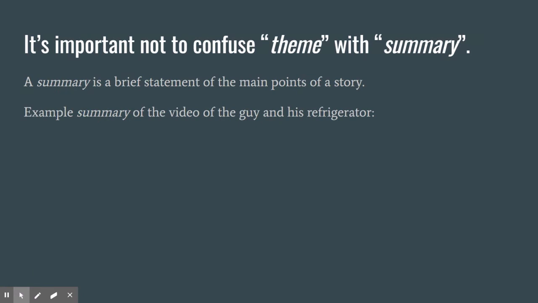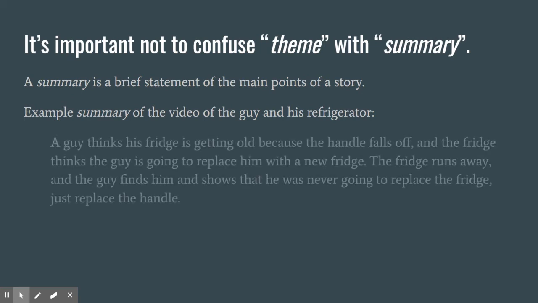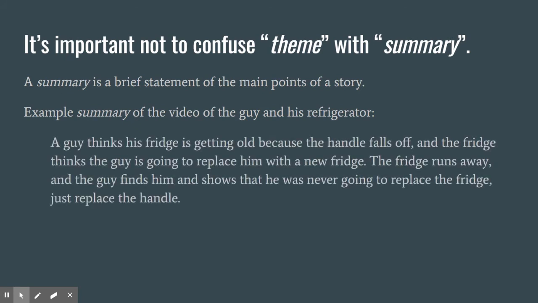So when I learn, I like to hear examples of the new thing that I'm learning. So an example summary that I wrote of the video that we first watched of that guy in his refrigerator, if I were to describe that story to a friend of mine, I would give them a summary, something like this. So it says, a guy thinks his fridge is getting old because the handle falls off, and the fridge thinks the guy is going to replace him with a new fridge. The fridge runs away, and the guy finds him and shows that he was never going to replace the fridge. He was just going to replace the handle. So notice how I don't give you every little detail of that story. I just give you a few sentences about the main things that happened in that story.